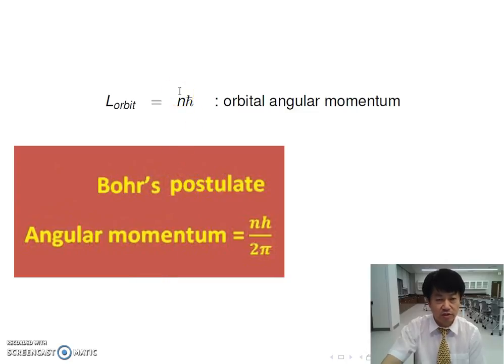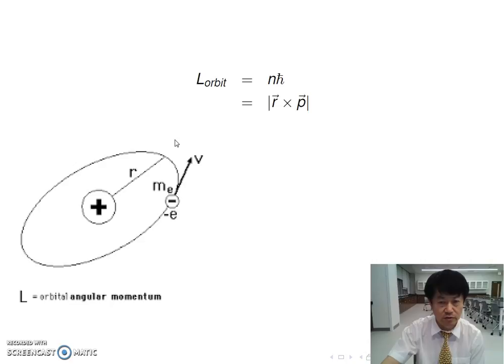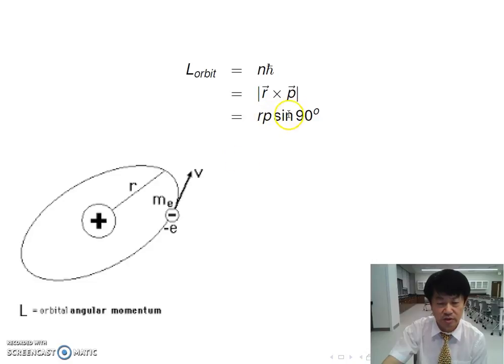Bohr postulated that the angular momentum of an electron in orbital motion is a natural number times the reduced Planck constant, n h bar. Here n is again a natural number like 1, 2, 3, 4. But we know angular momentum is r cross p. The magnitude will be r p sine of the angle between r and p.